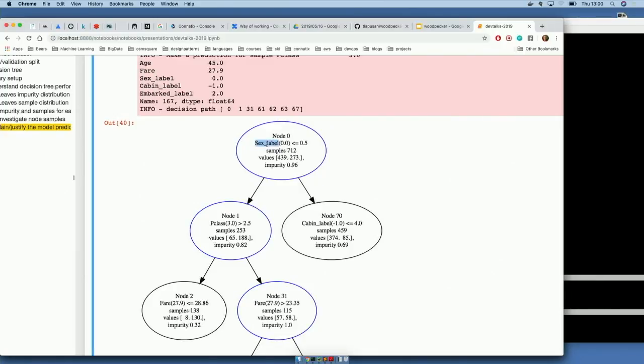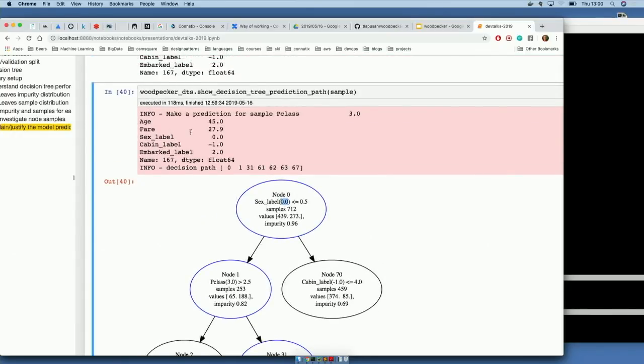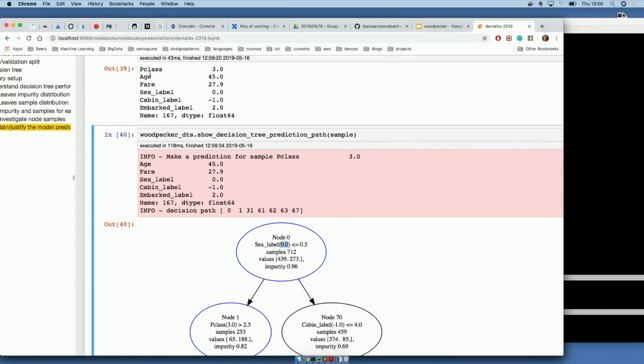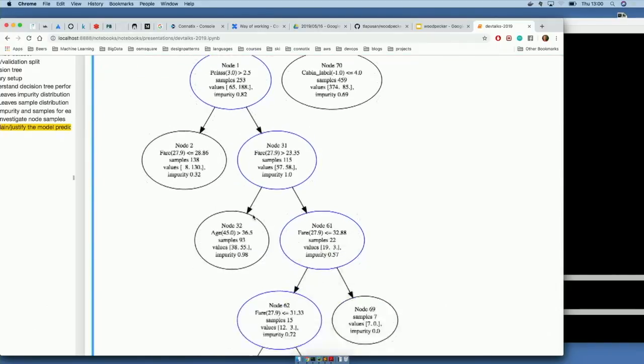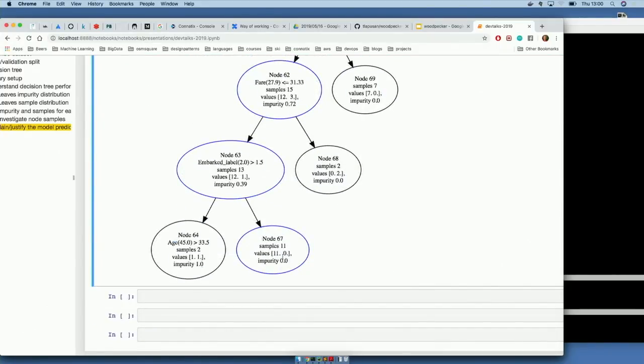You can see that in this case, the sex label is 0 and is lower than 0.5, so it goes to the left. If the P class, which in our sample is 3, is bigger than 20.5, it goes into the right, and so on until the leaf node. And this leaf will make the final prediction. You can see that we have 11 samples with class 0 and 0 samples with class 1. So impurity is 0. So this leaf is pretty confident that this sample didn't have the chance to survive.